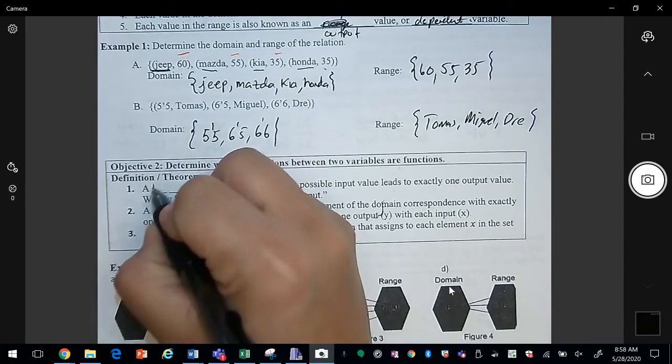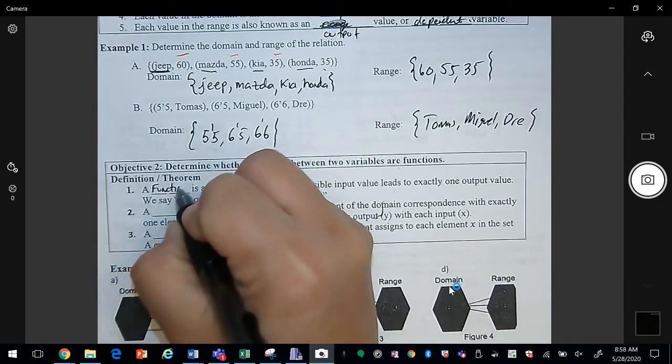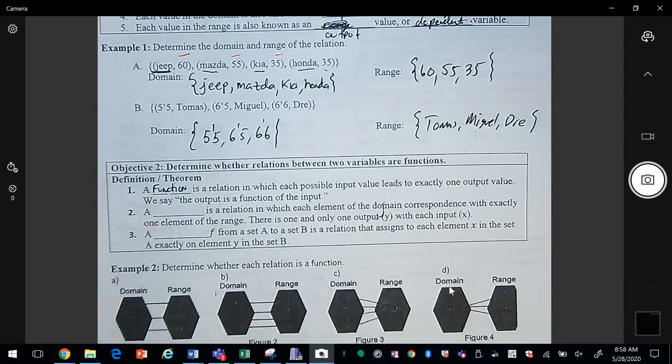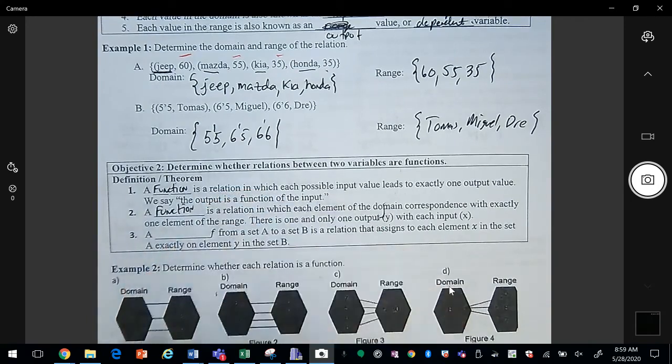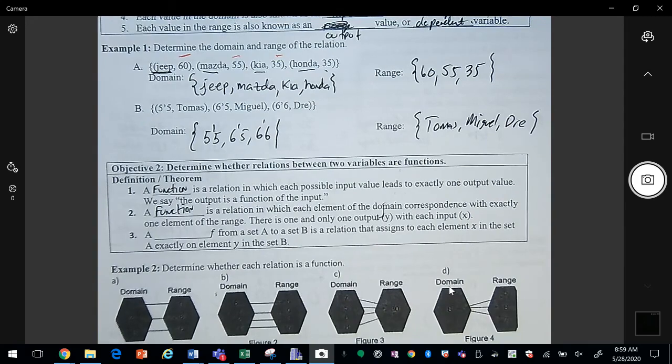So here we have a function is a relation in which each possible input leads to exactly one output. We say the output is a function of the input. Another way to look at function is that a function is a relation in which each element of the domain corresponds with one element in the range. There is one and only one output with each input.